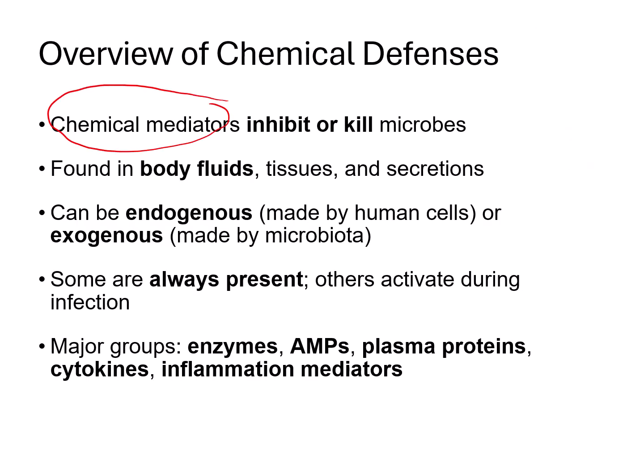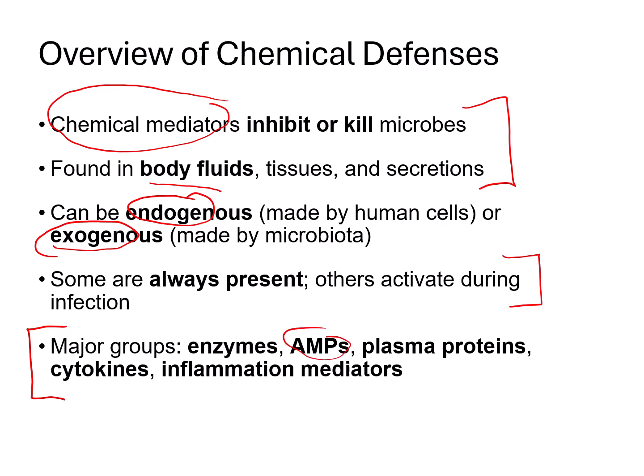Chemical mediators are substances found in body fluids, tissues, and secretions that inhibit or kill microbes. Some are endogenous, meaning our cells make them, while others are exogenous, meaning our microbiota produce them. Some are always present at low levels, while others are upregulated during infection. Major categories include enzymes, antimicrobial peptides, plasma proteins, cytokines, and inflammation-eliciting mediators.